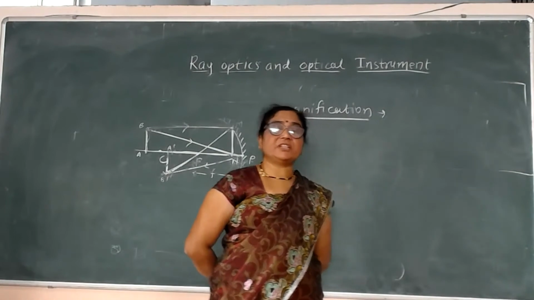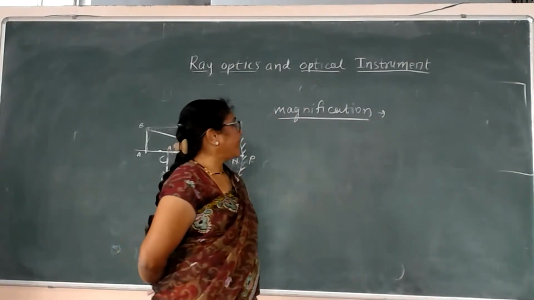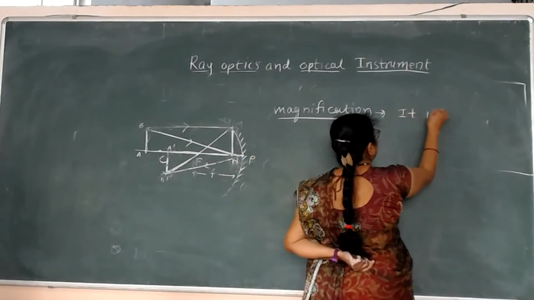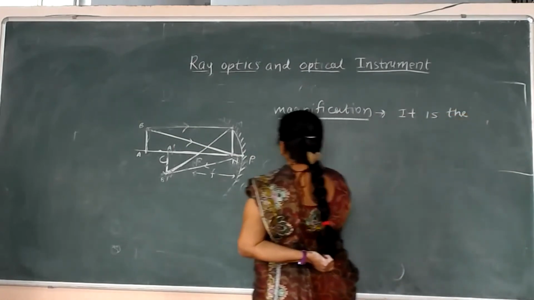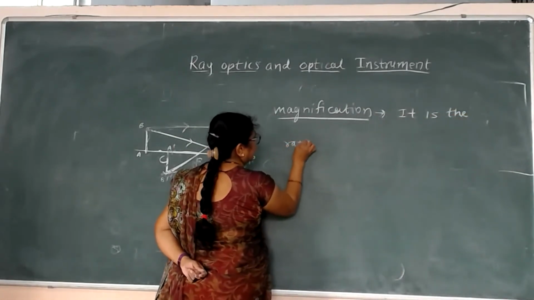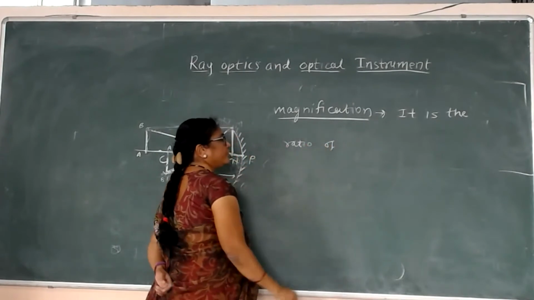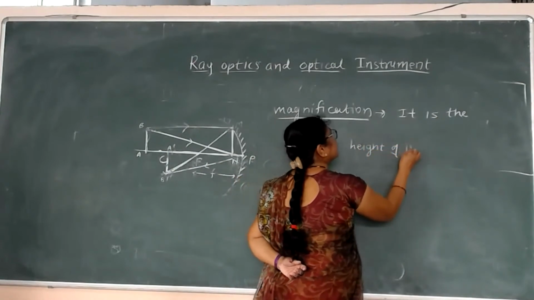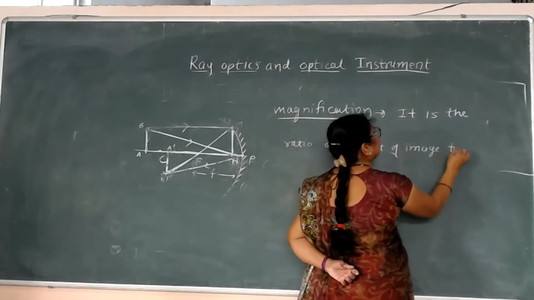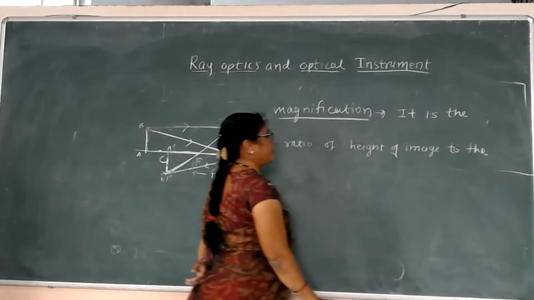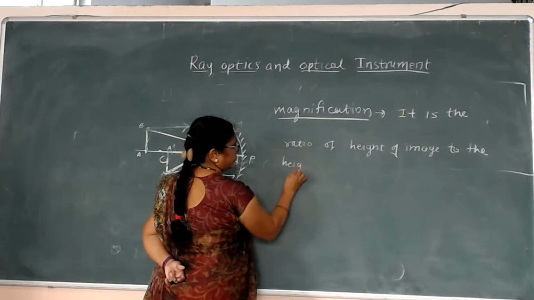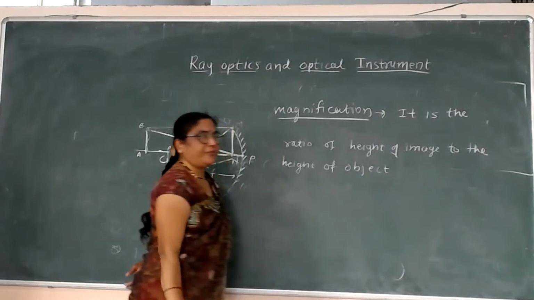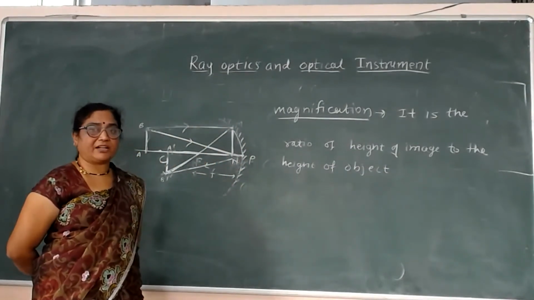This magnification is the change in size of the object. So magnification is defined as the ratio of the height of image to the height of object. Height of image to the height of object is known as magnification.